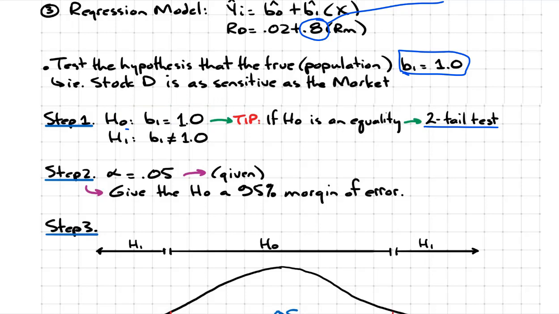And then, of course, the alternative statement is the complement to the null. So if we disprove the null, then it means that beta 1 is not equal to 1. Step 2, we look at the level of significance.